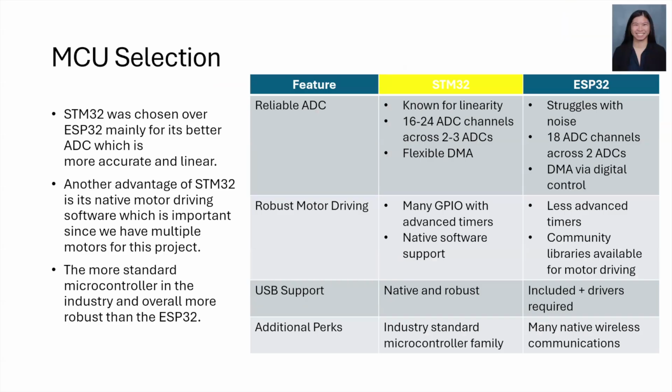For the MCU selection, we chose the STM32 over the ESP32, mainly for its better ADC, which is more accurate and linear. So it provides a higher ADC rate and with lower noise, which is critical for our system since we don't need a lot of noise with our precise measurements. And then also another advantage of our STM is its native motor driving software, which is important since we also have multiple motors for this project. And another advantage would be that it's a more standard microcontroller that's used in industry and overall more robust than the ESP32.